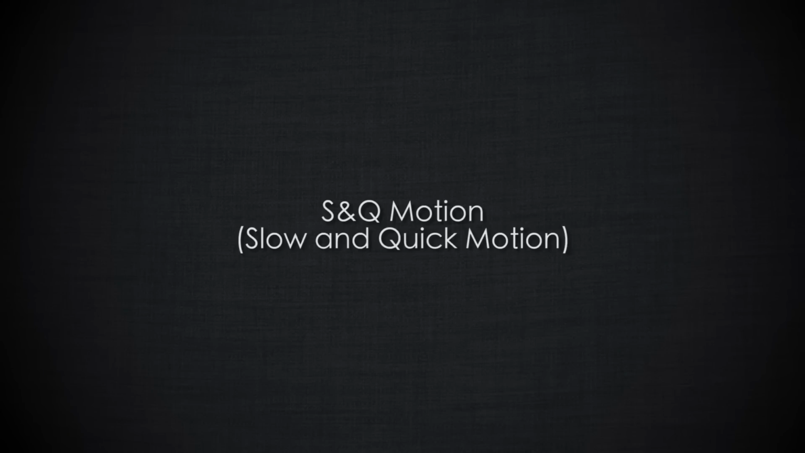One of the most useful features on the camera is its S&Q motion and super slow motion. S&Q motion allows you to shoot from 1 to 60 frames per second. If you shoot at a very low frame rate, for example 1 frame per second, that will speed up time.